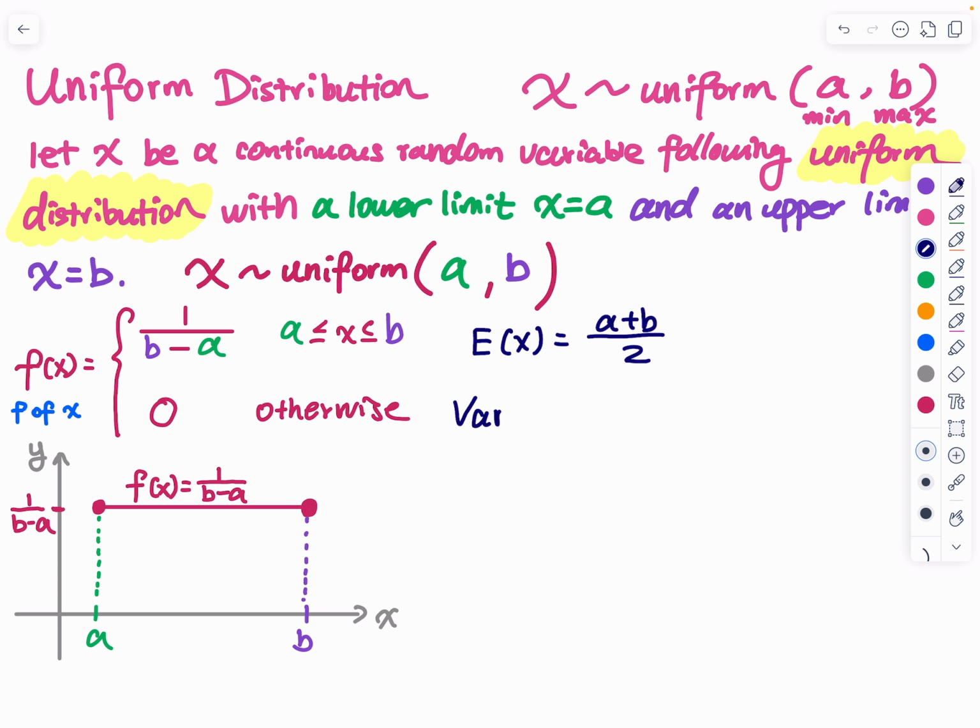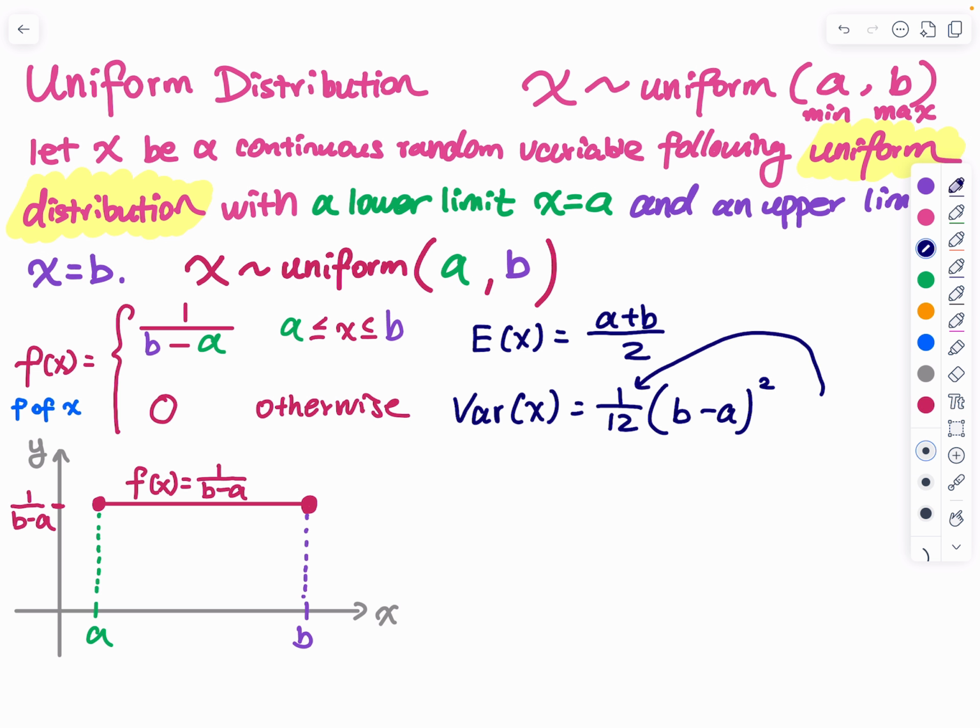And then the variance of x, that is 1 over 12. This is always 1 over 12. Okay, this fraction is always 1 over 12. And then b minus a, and then square. Okay, so let me just do an arrow like this. So this is always 1 over 12, no matter what uniform distribution problem you are doing. And then the standard deviation is the square root of variance. All right, there we go. And then this is the expected value, variance, and standard deviation for uniform distribution only.